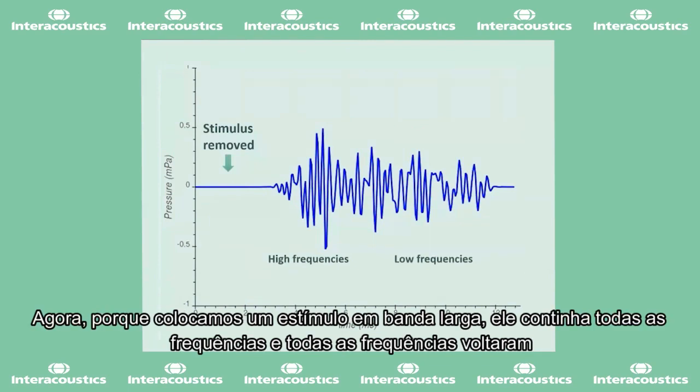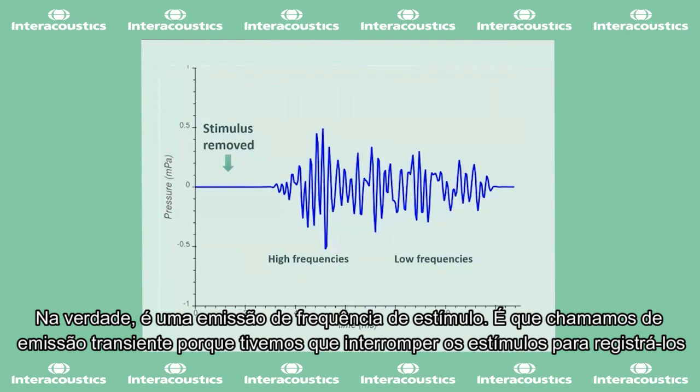Now, because we put a stimulus in that was broadband, it contained all the frequencies, and all the frequencies came back out, it is in fact a stimulus frequency emission. It's just we call it a transient emission because we had to interrupt the stimuli in order to record it.